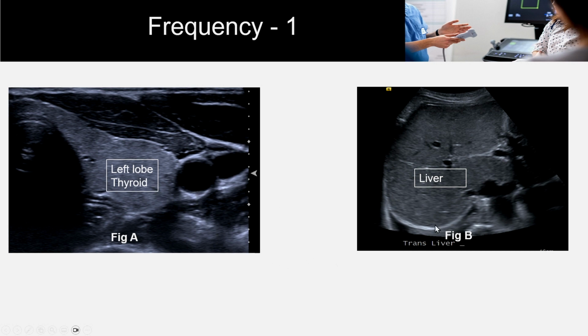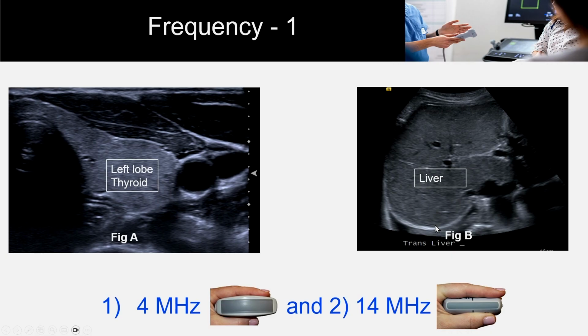So if I had to give you a chance, would you, one, use a 4 megahertz curved transducer to do figure 1 or figure 2? And where would you match up a 14 megahertz transducer, which is that linear, flat, high-frequency transducer? And I'm going to give you 5 seconds. 4, 3, 2, 1, and 0 to commit.